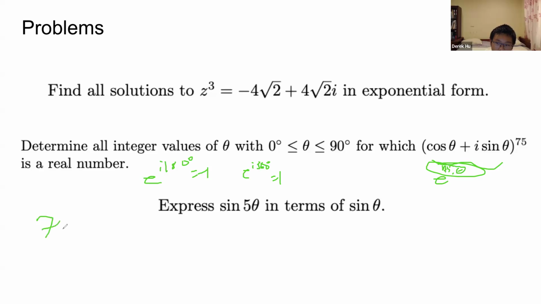So we have 75 i theta, and then let's just use k to iterate through all the theta. And then we have 180 degree i theta, and then for some multiple, so let's say m, and then these cancel. We have 75k equals 180m, and then we can simplify some more.